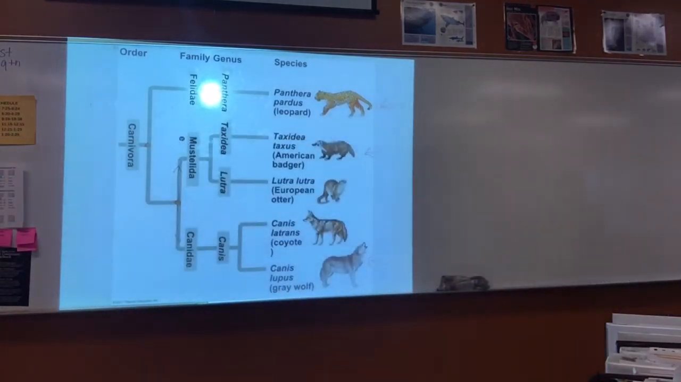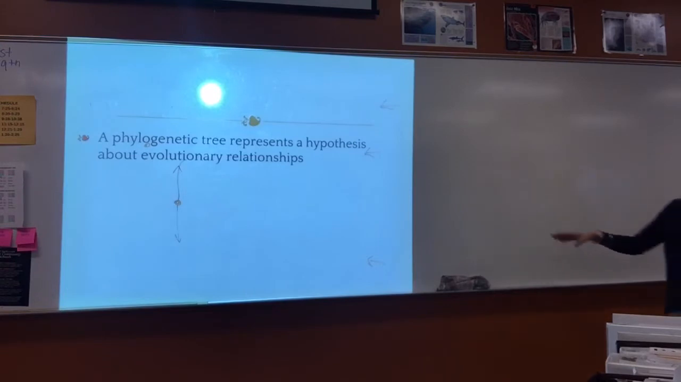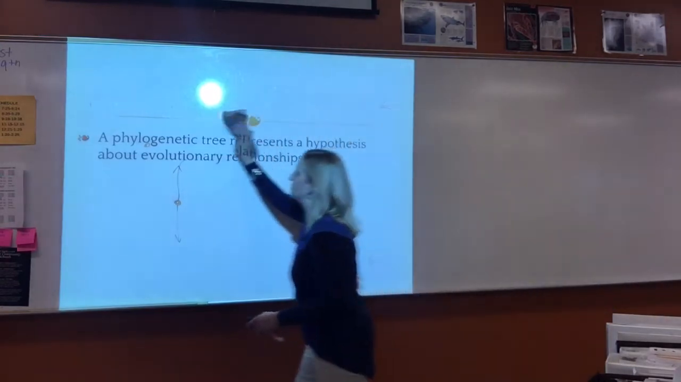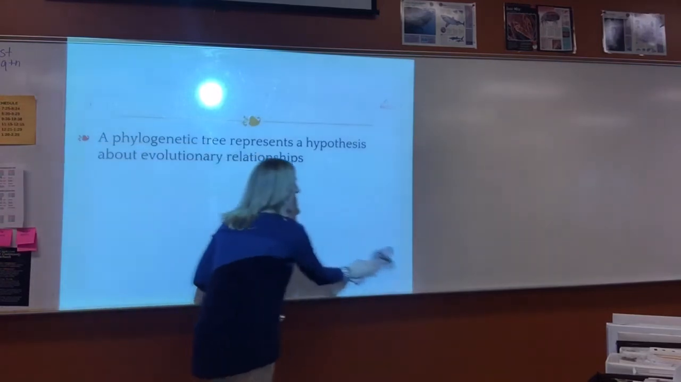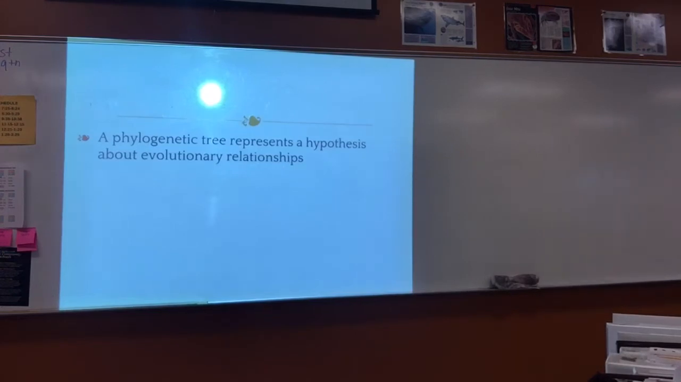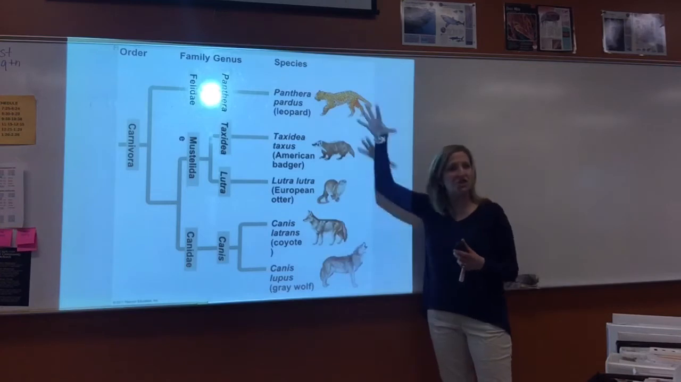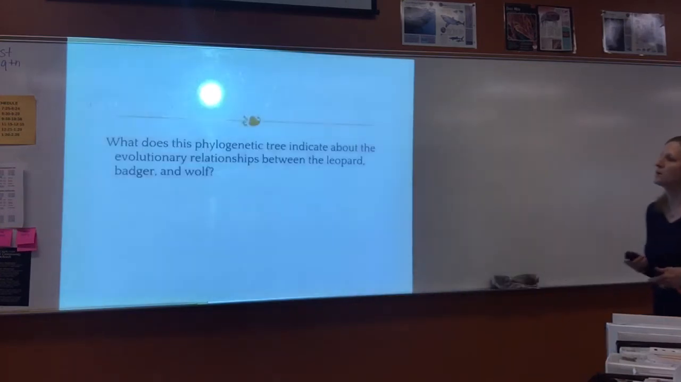So today we're going to talk about not only how to interpret these trees, but also how to make them. A phylogenetic tree represents a hypothesis about evolutionary relationships. It's a hypothesis because you take the data that you currently have, DNA data, morphological data, fossil data, and so on, and try to make the best tree possible. But this tree is a hypothesis. If new data comes about, we can change this tree based upon what we found out.